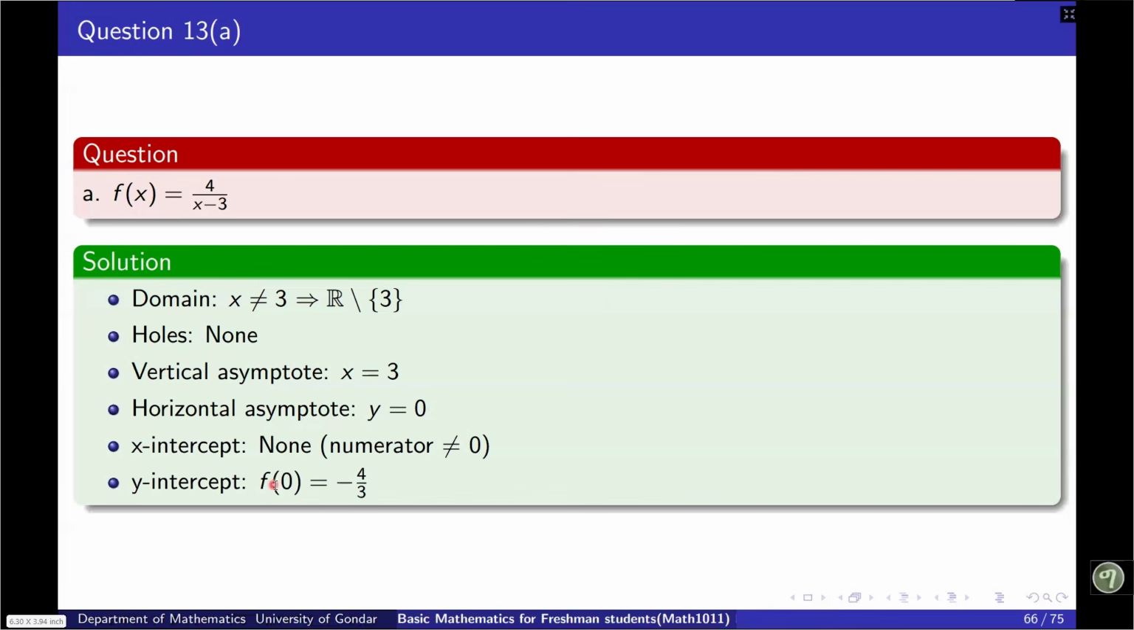The y-intercept is found whenever x is equal to 0. When x is equal to 0, we have negative 4 over 3. Therefore, (0, negative 4 over 3) is the y-intercept.